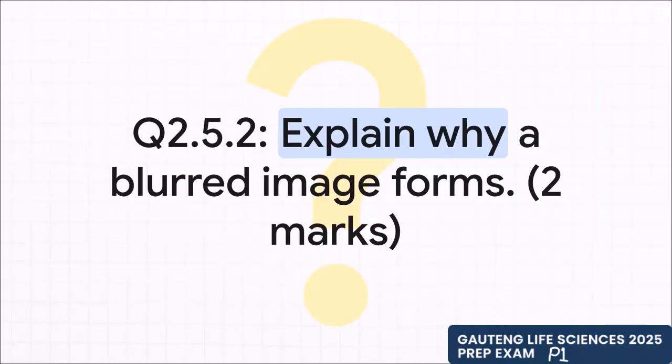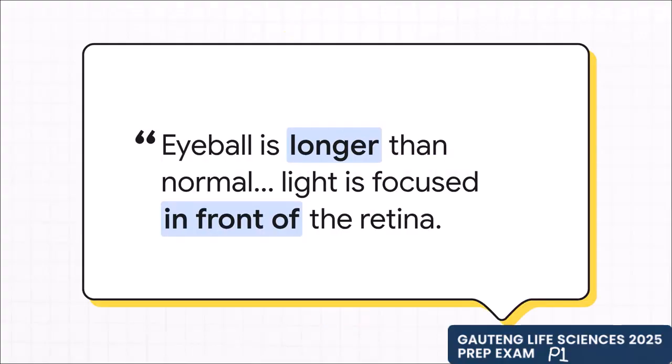All right, next up, question 2.5.2. Explain why a blurred image will be formed on the retina of a short-sighted person. 2 marks. This is where we use that biology knowledge we just covered. Remember that cause and effect thing? It's time to use it. Here's exactly what they're looking for. You get 1 mark for the cause. You can say the eyeball is longer than normal, or that the lens stays more convex, and you get that second crucial mark for the effect. The light is focused in front of the retina. You absolutely need both of those points to get the full 2 marks.